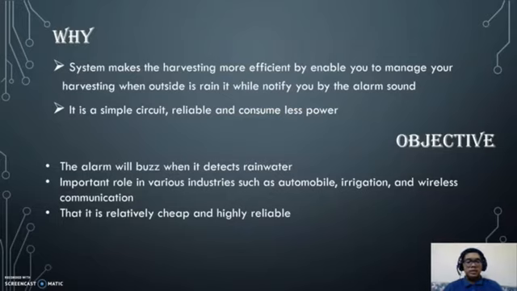Important role in various industries such as automobile, irrigation and wireless communication. It also requires the alarm system. And lastly, it is relatively cheap and highly reliable. We can get a great circuit at cheap prices.